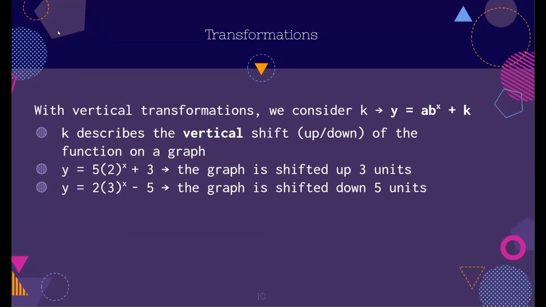Okay, so now we're going to be looking at transformations. The first one is a vertical transformation, and for these we consider the k variable, and the equation is y equals a times b to the power of x plus k. With k you can either move up or down on the graph. An example would be y equals 5 times 2 to the power of x plus 3, which means the graph is shifted up 3 units from the original one. And y equals 2 times 3 to the power of x minus 5 means the graph is shifted down 5 units.